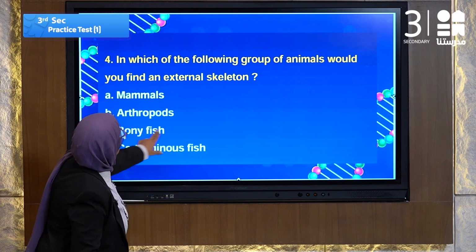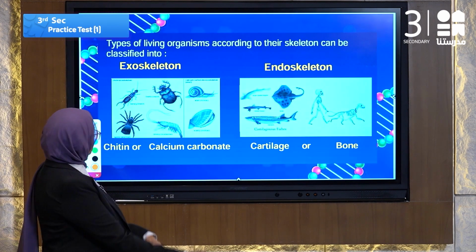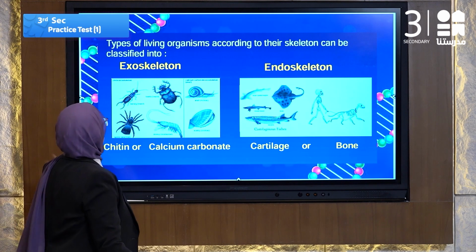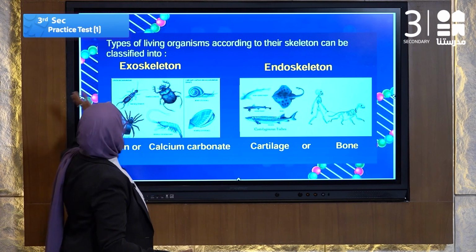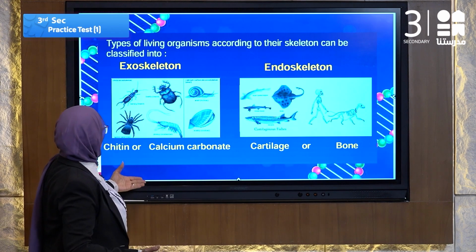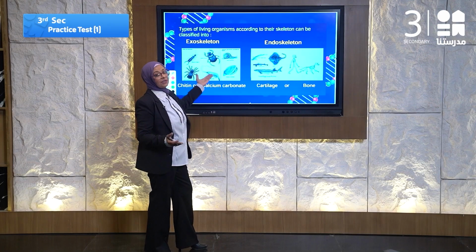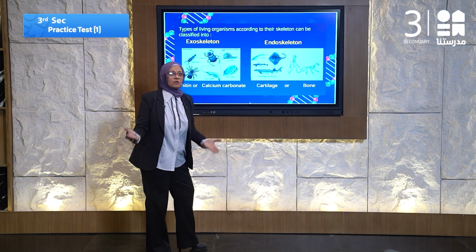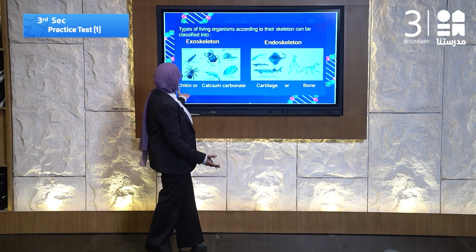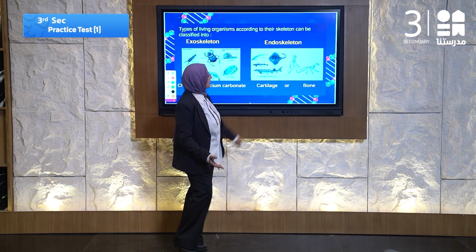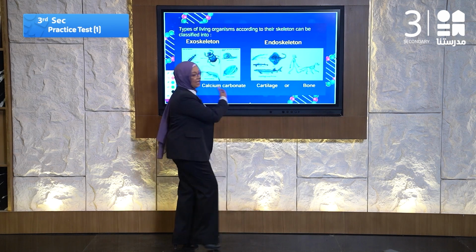We classify living organisms according to their skeleton into two main groups: exoskeleton and endoskeleton. The exoskeleton is found in some living organisms. What does the exoskeleton consist of? It consists of chitin and calcium carbonate, but the endoskeleton is made of bone and cartilage.